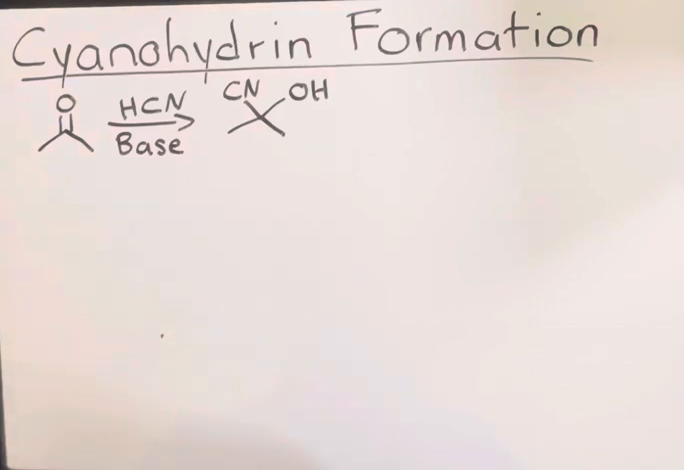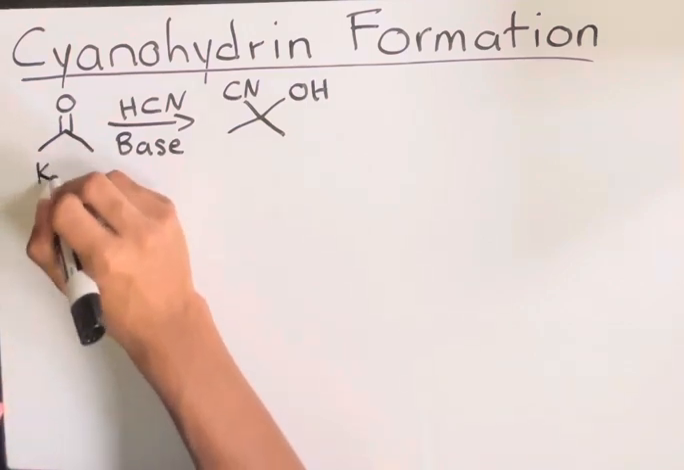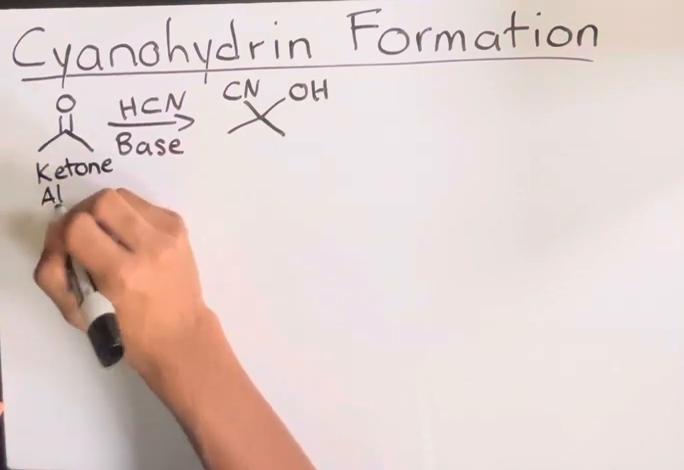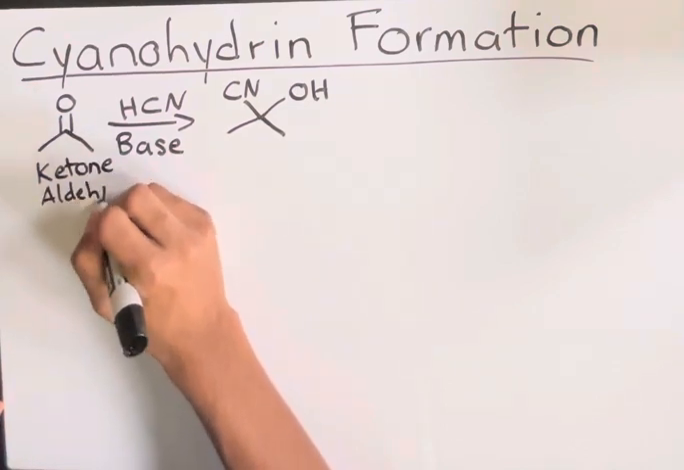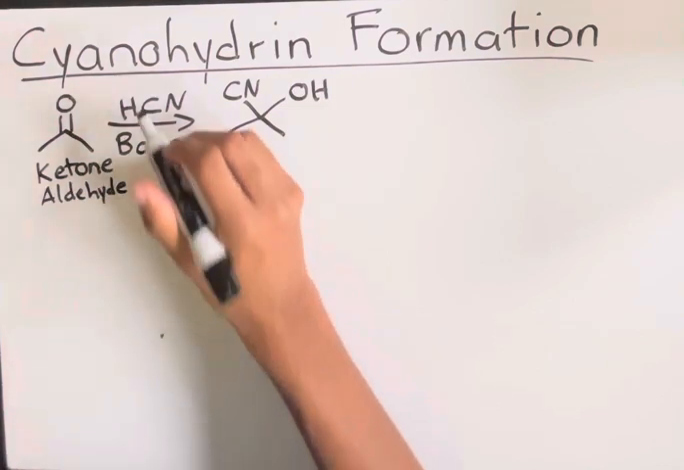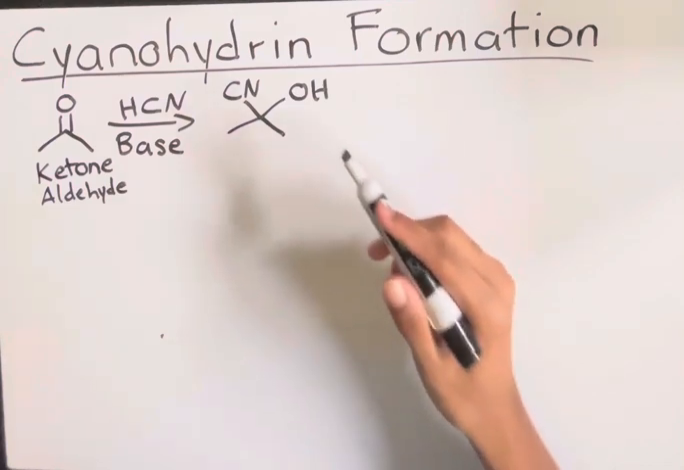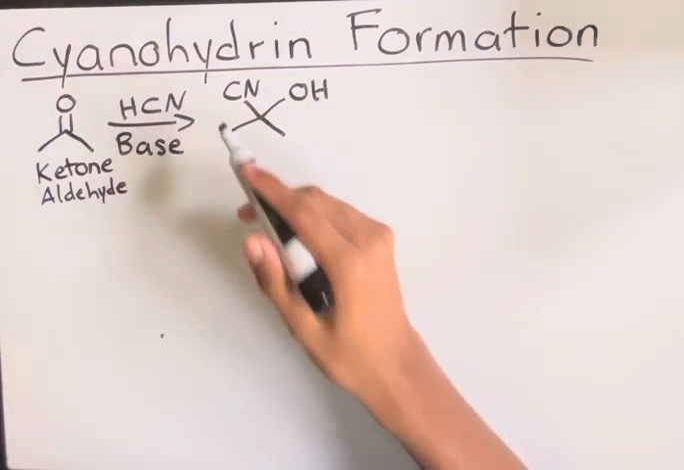Alright guys, so today we're going to talk about the cyanohydrin formation reaction, and this is carbonyl based. So we can either use a ketone, which we have here, or because it's carbonyl based, we could also use an aldehyde. And what we'll do in this reaction is react it with hydrogen cyanide, and then use some type of base in order to get this type of molecule right here, where our carbon-oxygen double bond is no longer present, but rather we have an alcohol and we also have a nitrile.